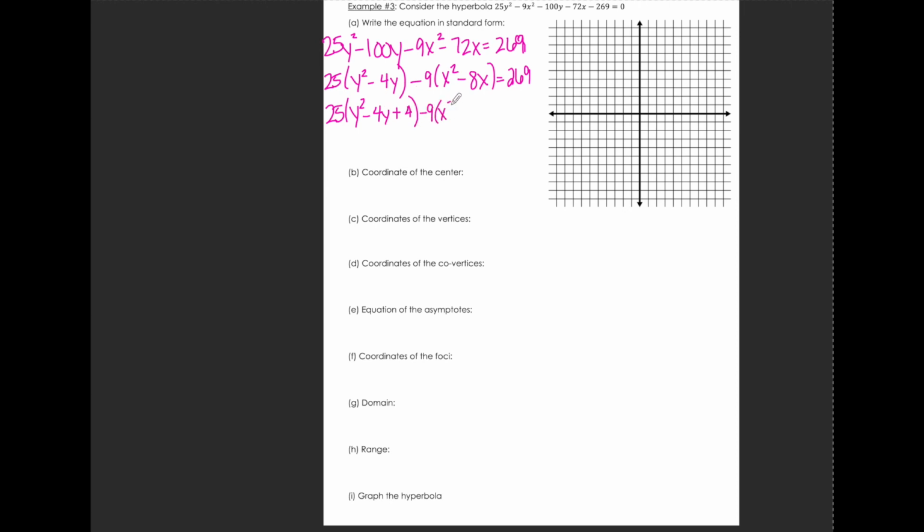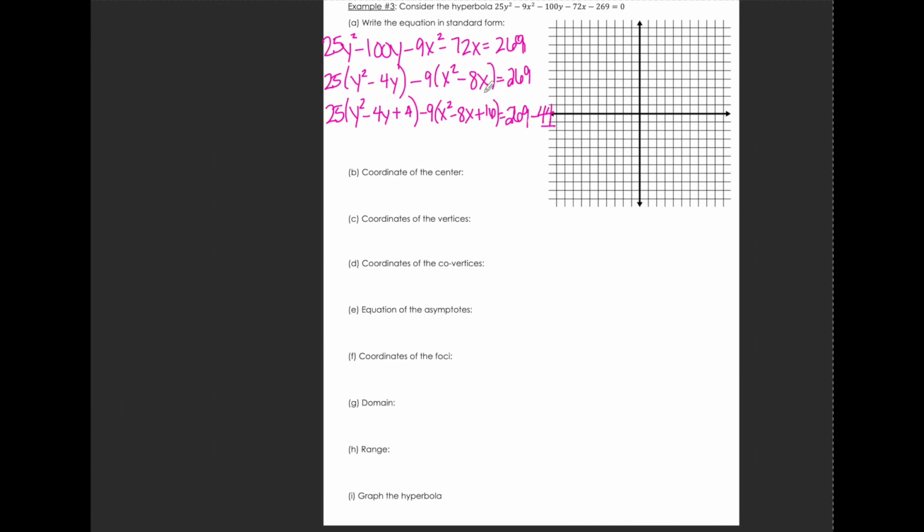And then for the x terms, 8 divided by 2 is 4, squared is 16. Now over here, I have to add whatever I added on this side. So 25 times 4 is 100, so I added 100. And then 9 times 16 is 144. So it's 100 minus 144. So I really subtracted 44 on this side. So now this becomes a minus 44.